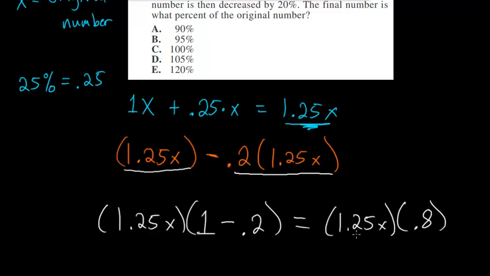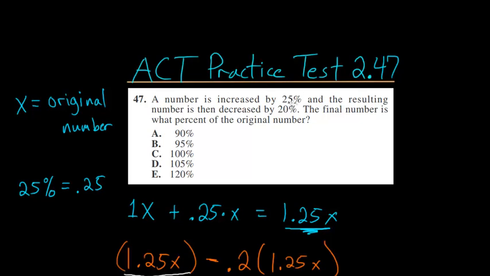So now, in your calculator, you need to multiply 1.25 times 0.8. Or you could think of these in terms of fractions. 1.25 is just 5/4 of x times 0.8, and 0.8 is just 4/5. So when you multiply 5/4 times 4/5, everything cancels out and you're left with just 1. So what you end up with is x. So in the end, because we increased our number by 25%, and then with that new number, we decreased it by 20%, we ended up with the original number.